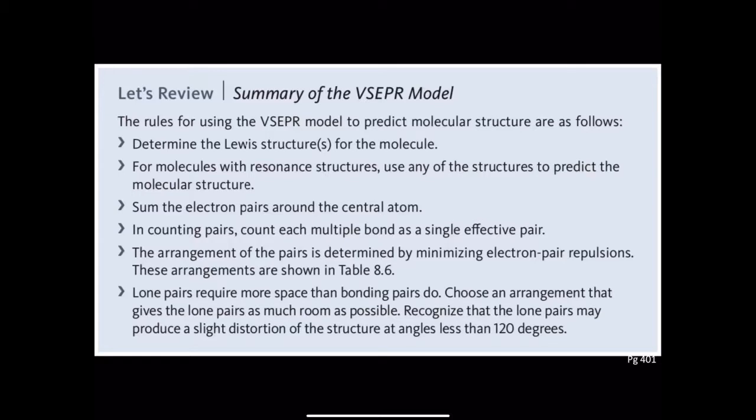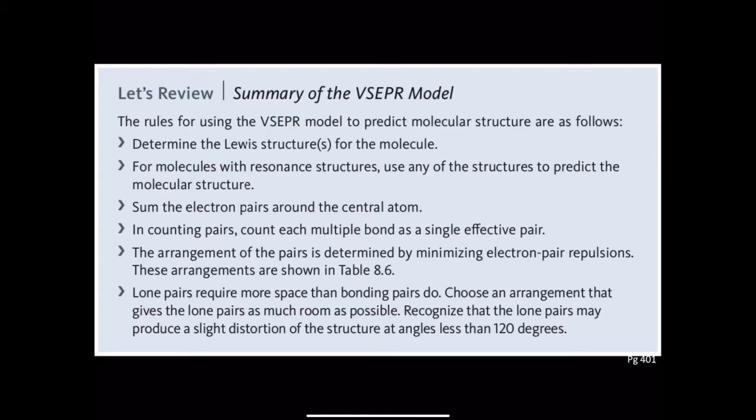So here's a review of the VSEPR model. The rules to predict the molecular structure are as follows. We need to determine the Lewis structures based on the electrons. Then for molecules with resonance structures, we could use any one of those to predict the molecular structure. Just remember that even double bonds or triple bonds would be counted as a single pair. We don't act like those bonds have a greater negativity than anything else. And then you would sum the electron pairs around the central atom. In counting pairs, count each multiple bond as a single effective pair, just like I said. So double bonds, triple bonds, they're all a single pair.